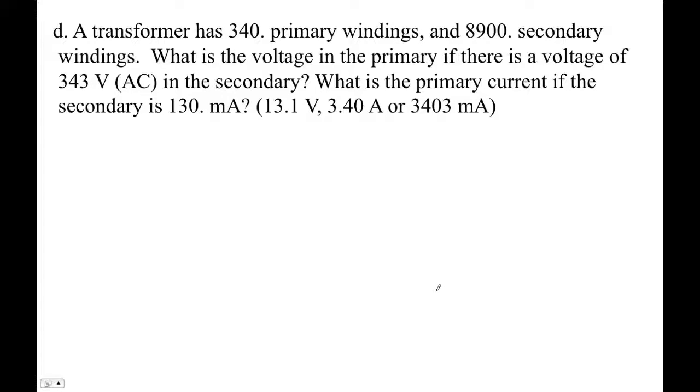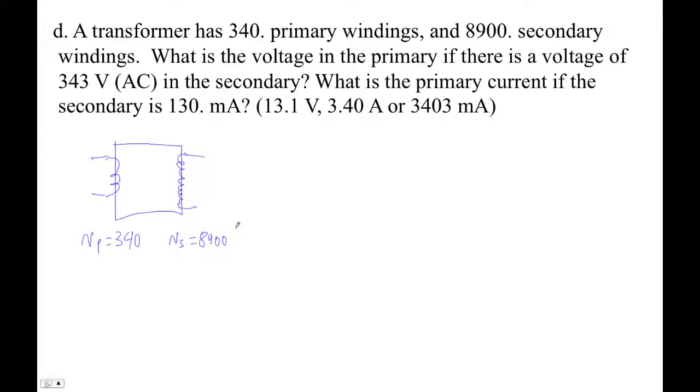Alrighty. The transformer has 340 primary, 8900 secondary. So it's definitely a step-up transformer. Let's draw that thing, right? NP is 340. And NS is 8900. That's a lot of windings. I wonder if you can actually do that many windings.